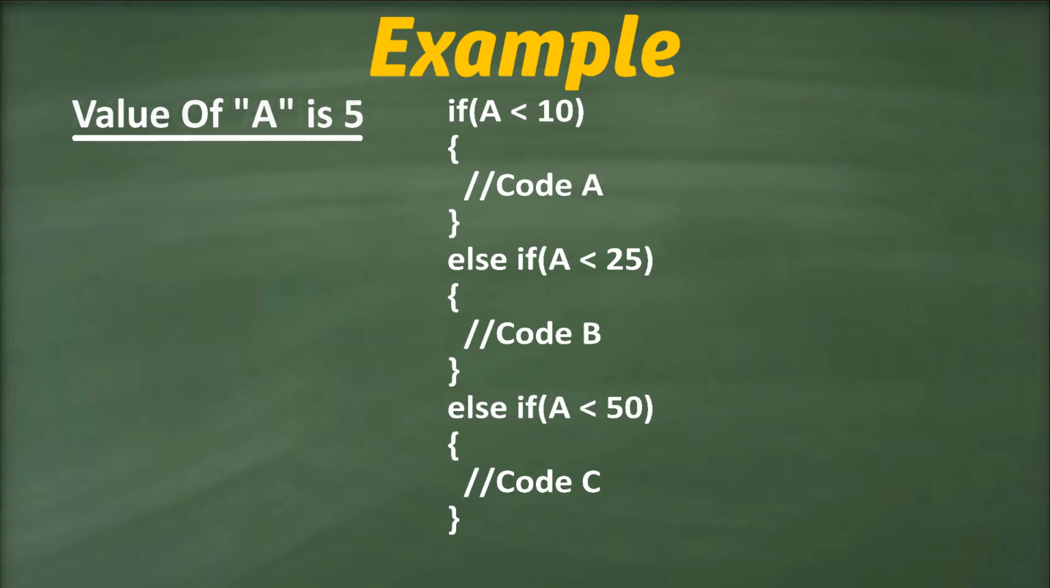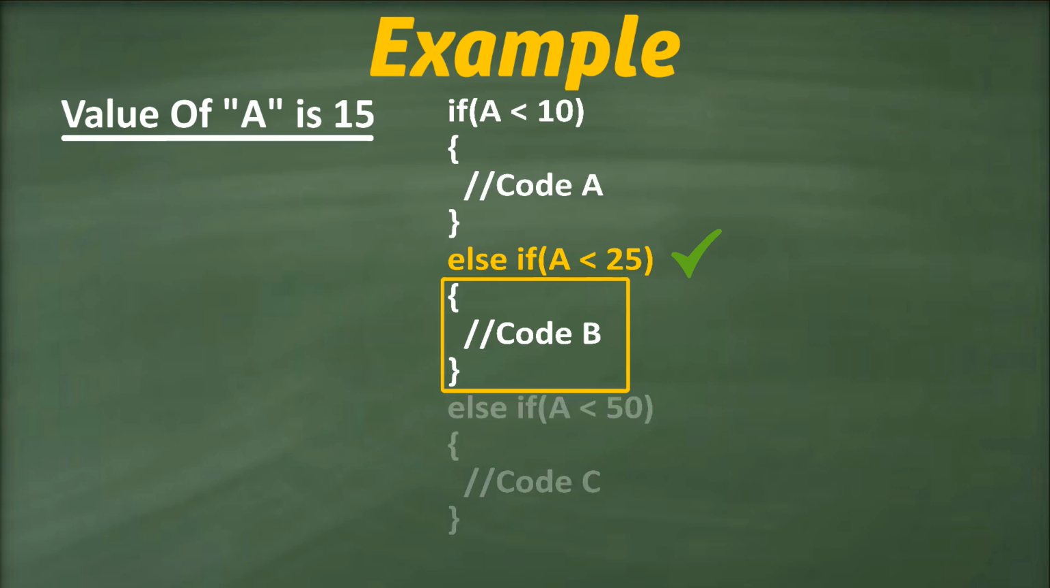Now, let's change the value of a to 15. The first condition is now false, since 15 is not less than 10. So the program moves to the next else if condition. This condition evaluates to true as 15 is indeed less than 25. So code B is executed, and the rest of the conditions are ignored. The else if structure ensures that as soon as a condition evaluates to true, the remaining conditions are skipped, preventing multiple blocks of code from executing.